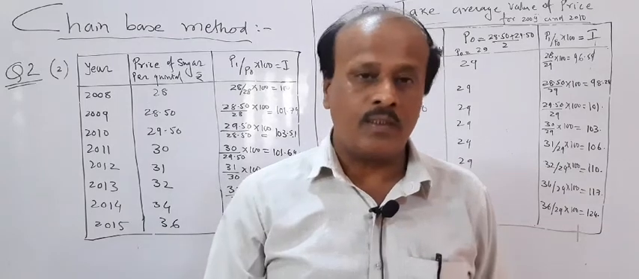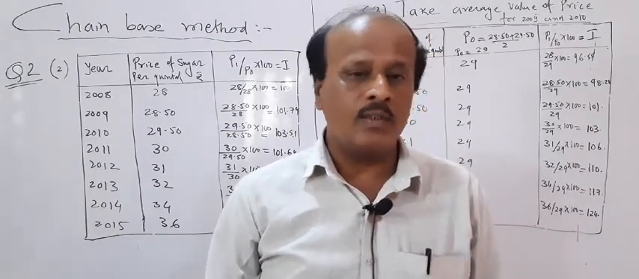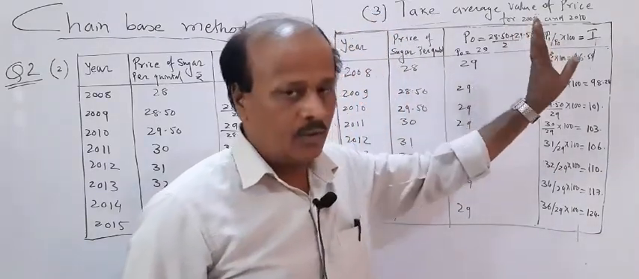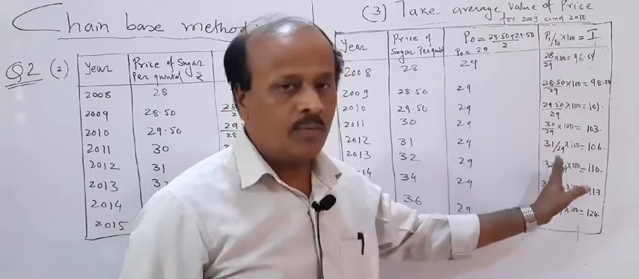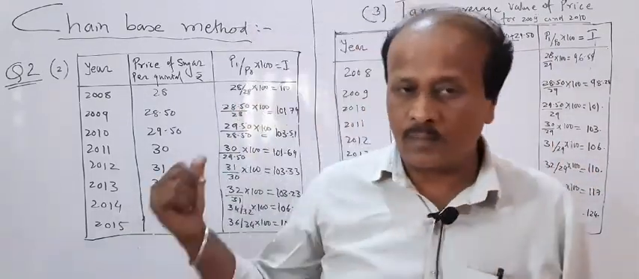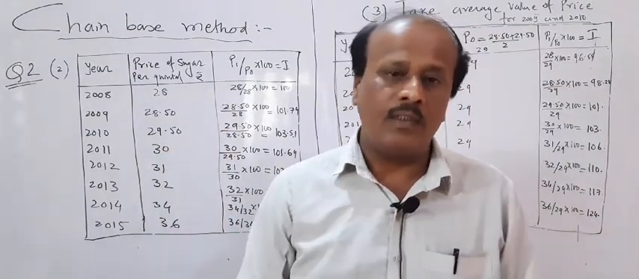Similarly, you practice 1 or 2 examples given in your book. In 1 or 2 examples, they are using 3 years to take as average values. Since the calculations are very big, use a calculator. This type of question can be asked for 5 to 6 marks. Practice. If you have any doubt, you can ask me.